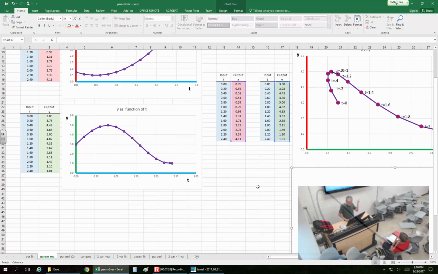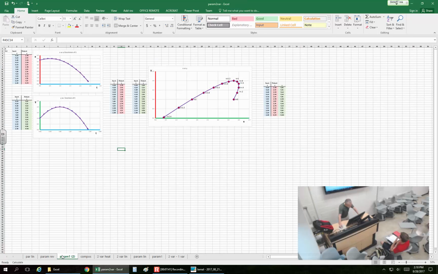But generally, we'll do it today. We'll do a little bit of derivatives with parameter curves. But at this time, it's just what came from last week. What else did we do? That's pretty much the same thing.